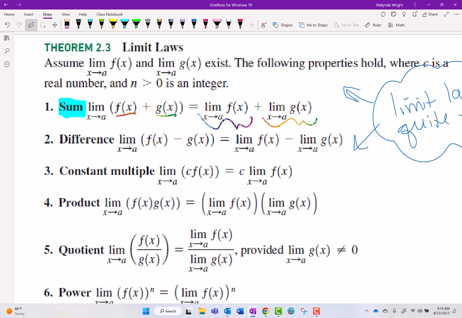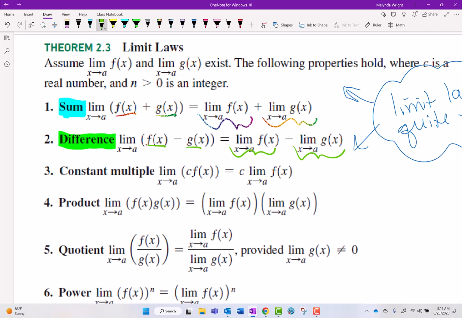Then we have one that is the difference, and it's the same scenario. Instead of subtracting the functions first and then doing the limit, I can do the limit of each function and subtract the answers.